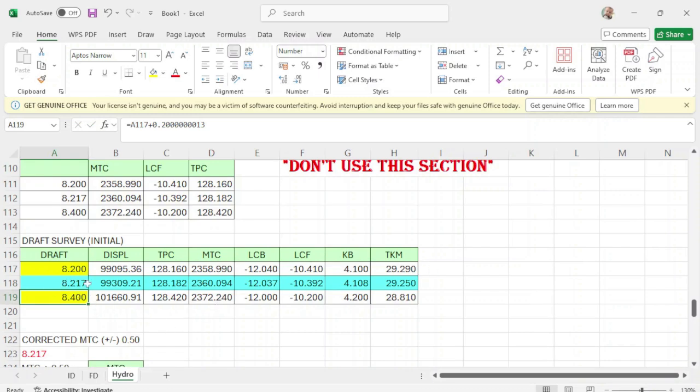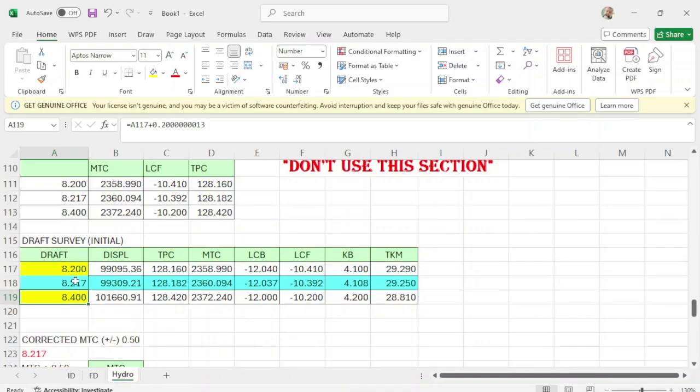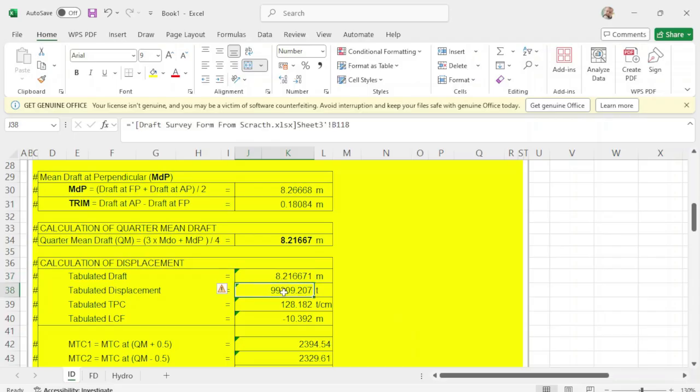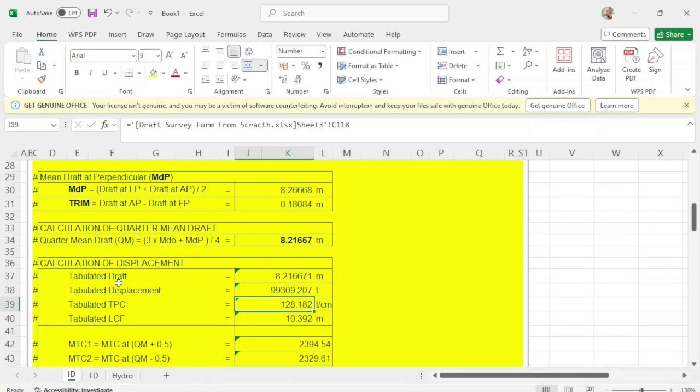So this drop here will go to your hydrostatic table, which is this one. Okay, so you go back to your initial, meaning you're now looking for your displacement. So displacement of this drop, quarter mean. You put equals once again here, then you go to your hydrostatic table. With this drop, you go to your displacement. Click and enter. It will go here.